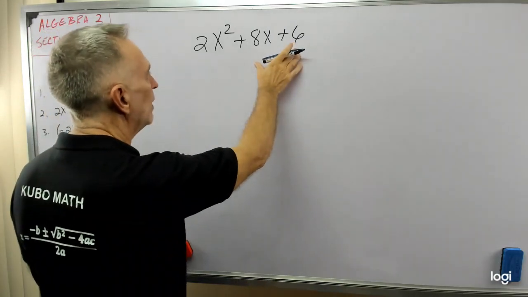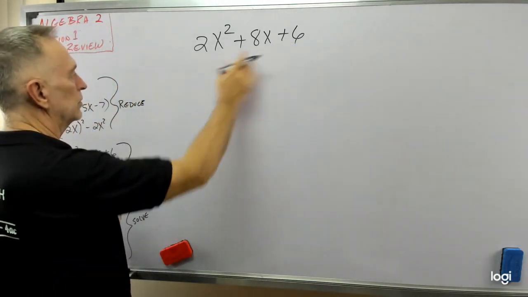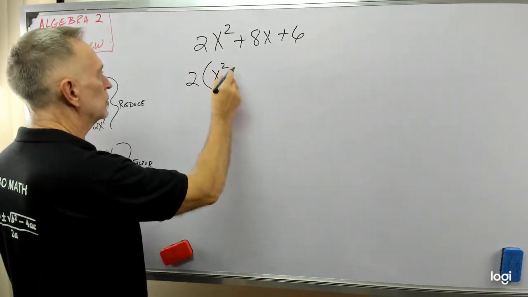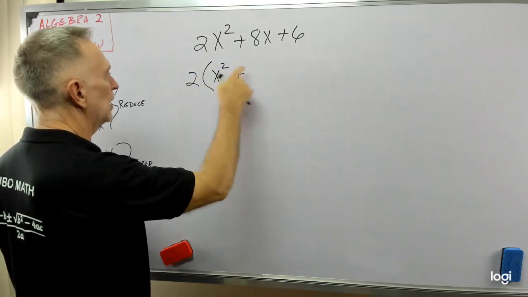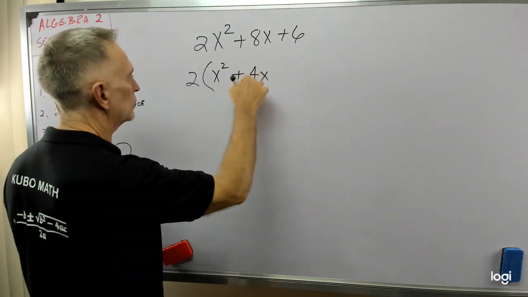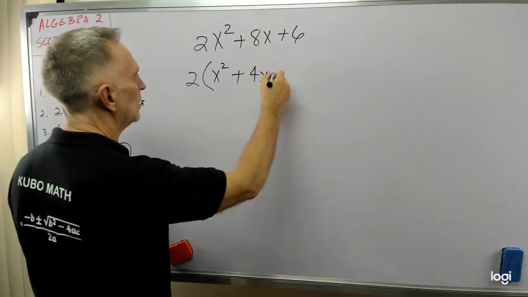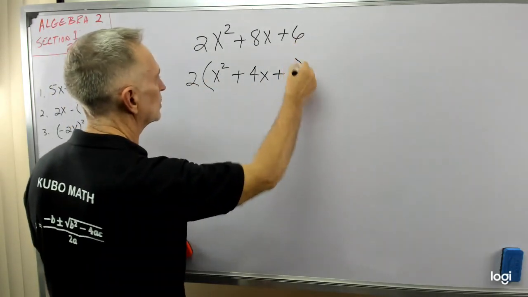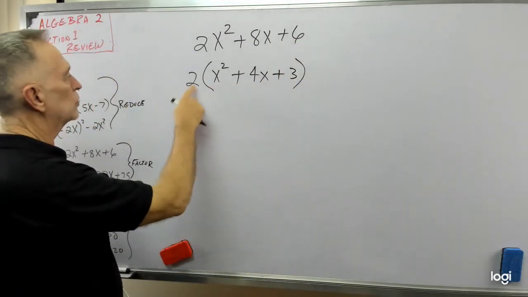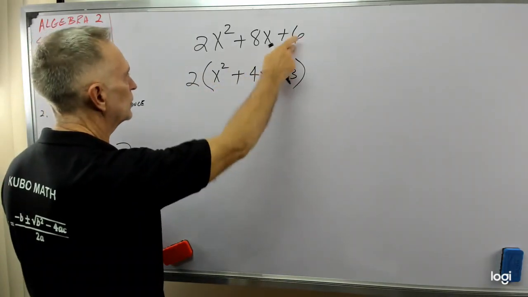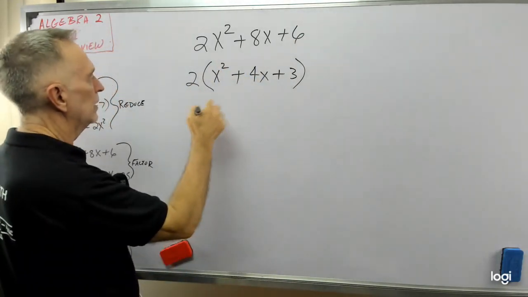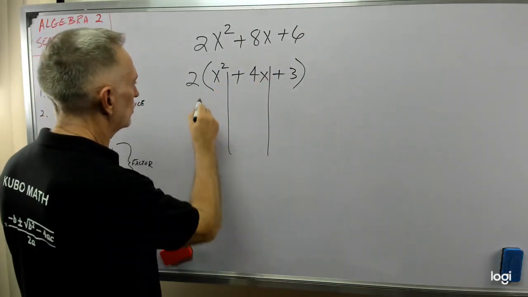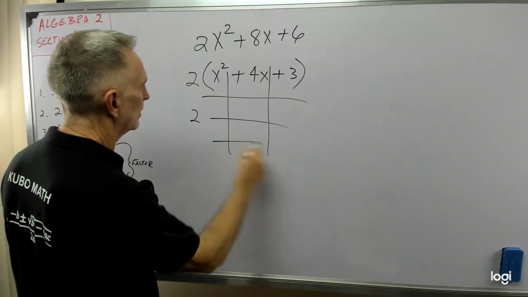Okay, we can factor a 2 out, so let's do that. 2 times x to the second power, plus 2 times 4x gives me 8x, and then plus 2 times 3 gives me 6. So 2x squared plus 8x plus 6. Okay, now then, we'll leave our 2 to the outside. Put our little grid on this guy.